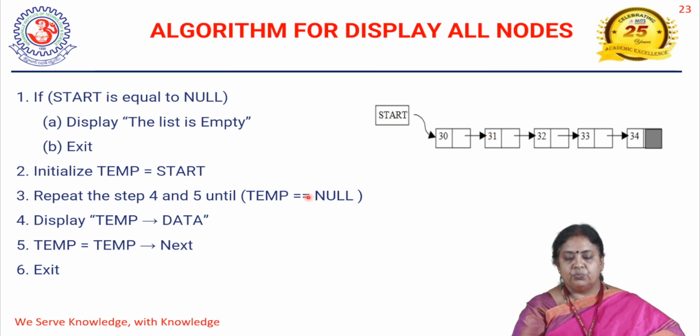How are we going to move? Temp equal to temp of next. First of all, temp is this one. You are going to display the data 30. Then you are going to make temp as temp of next. So what is temp of next? The address of this node. So temp becomes this node. Like that we have to move until temp is equal to null. Up to that we have to move. We have to traverse each and every node. In between we are going to display the element temp of data.